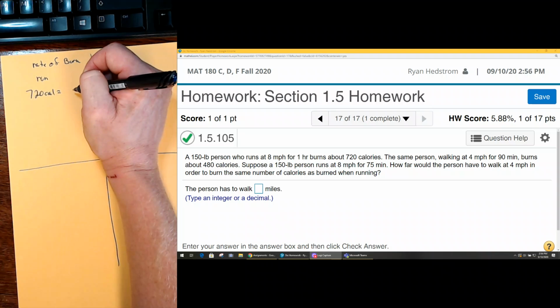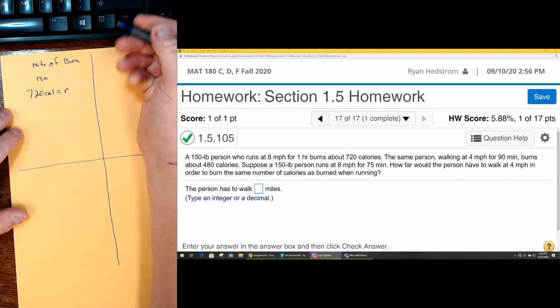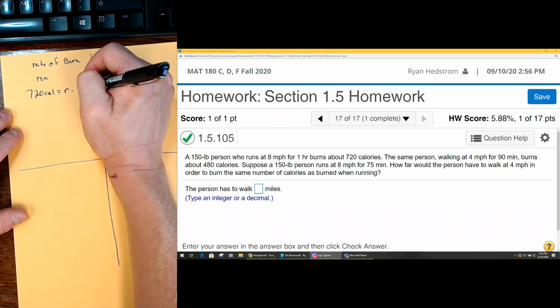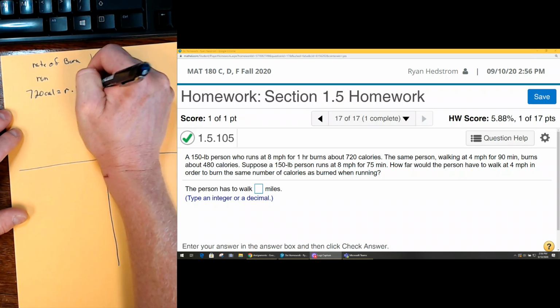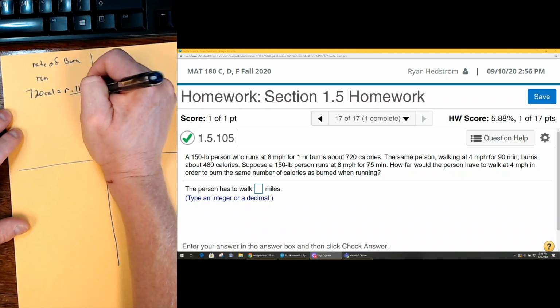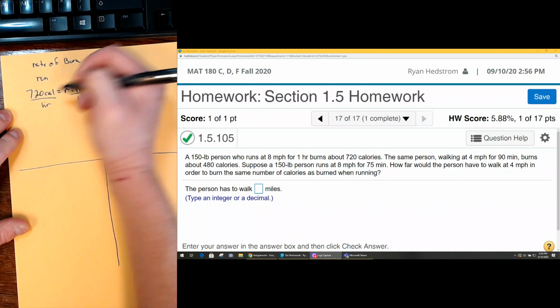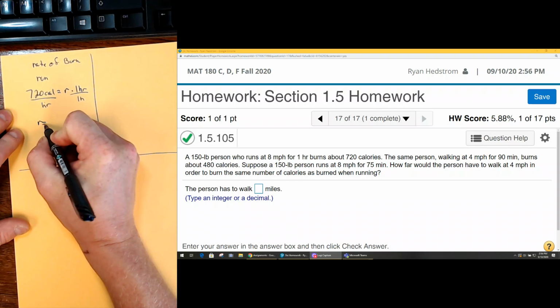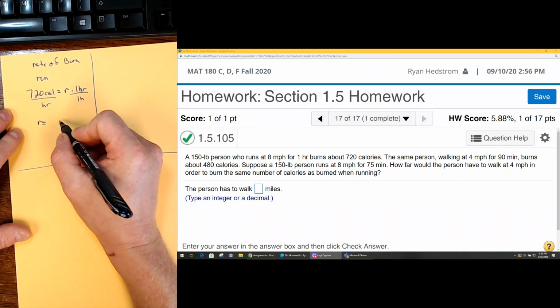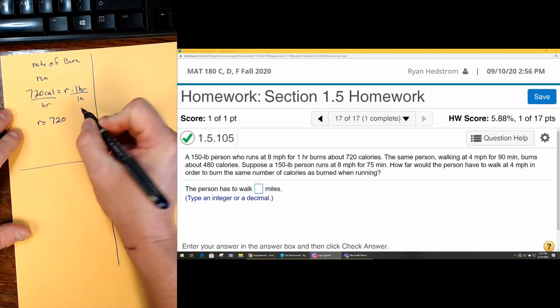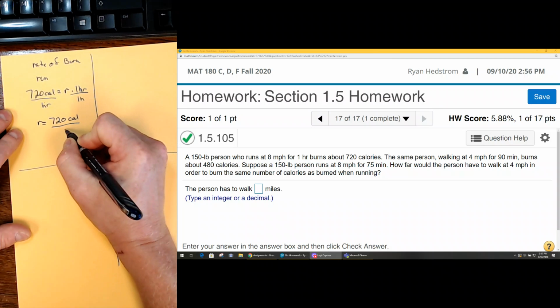And that's going to be equal to the burn rate, we'll use R for run, times the amount of time, which is 1 hour. So I'm going to divide both sides by this 1 hour here. And that's going to give me that the rate at which I burn calories while running is 720 calories per hour.